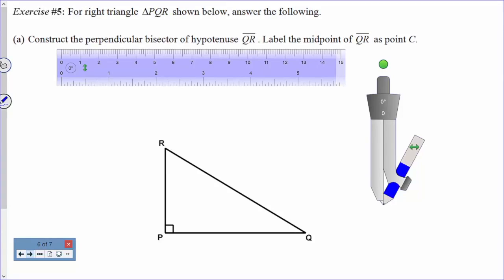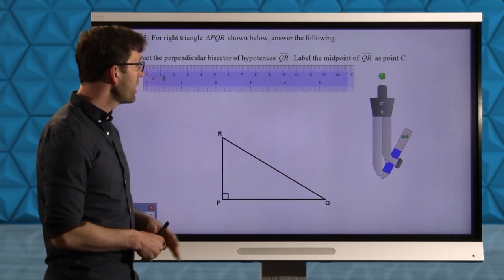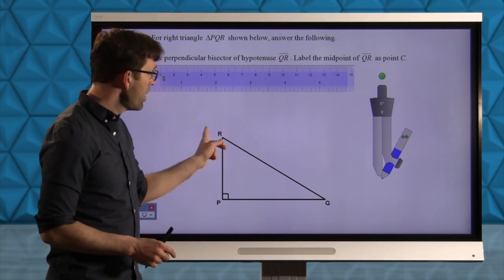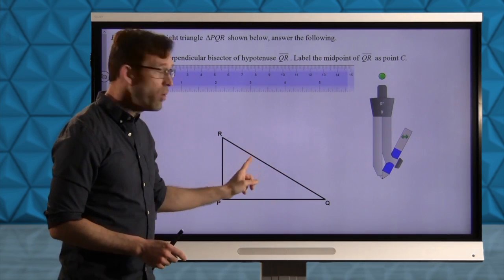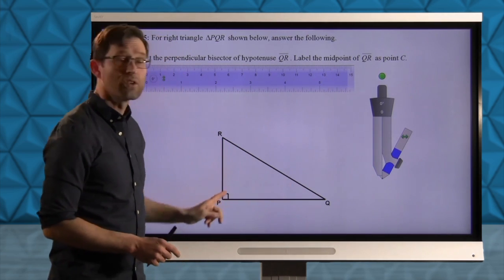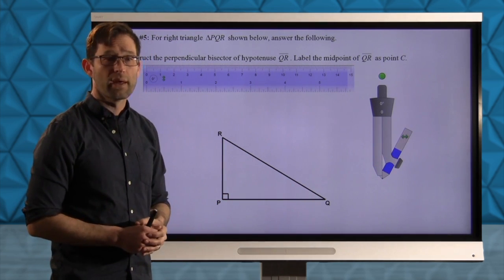Exercise number 5. For a right triangle PQR, shown below, answer the following. Construct the perpendicular bisector of the hypotenuse QR. Label the midpoint of QR as point C. Now of course we've done the perpendicular bisector repeatedly today. I'd like you to pause the video now, do the perpendicular bisector, but only of hypotenuse QR. Take a moment to do that.